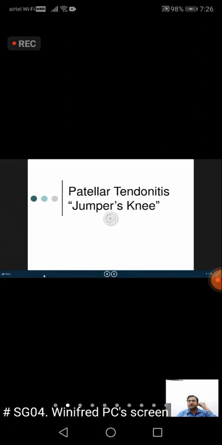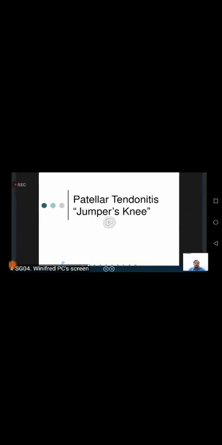So we will see that, and also we'll see the treatment part, how we can treat patellar tendonitis using the NIBS and Shaftesbury's method.